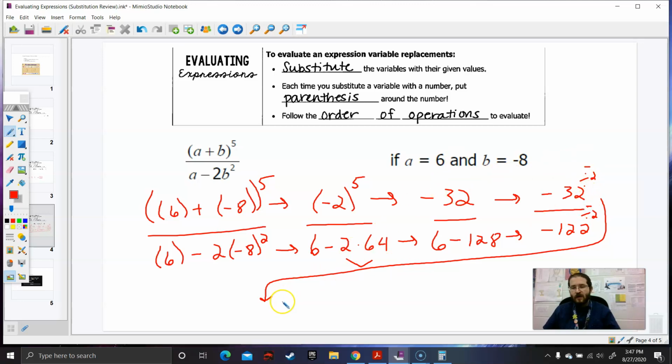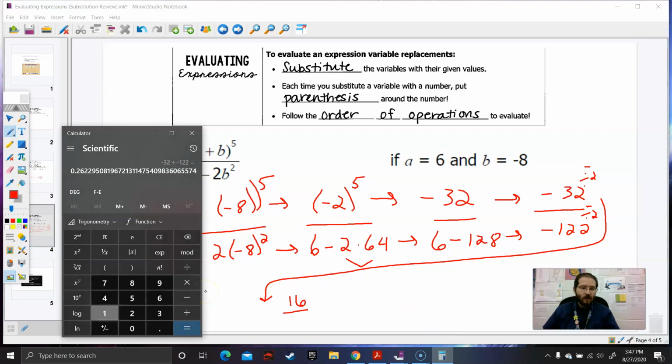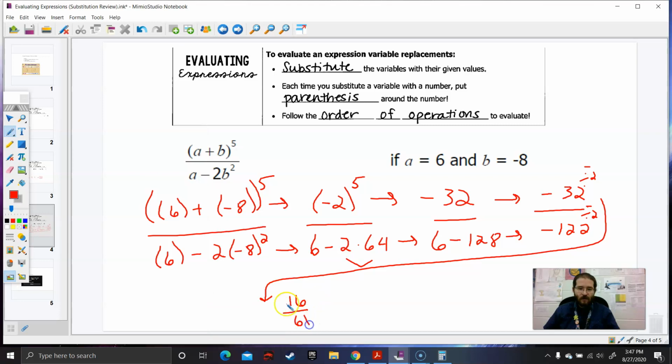So 32 divided by 2, we get 16. Negative 122 divided by 2, we get, what, 61, right? Okay. That's our solution. Okay? Remember, because a negative divided by a negative is going to be a positive.